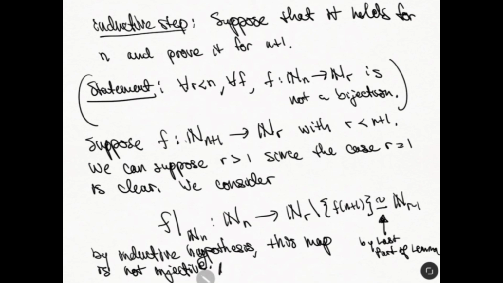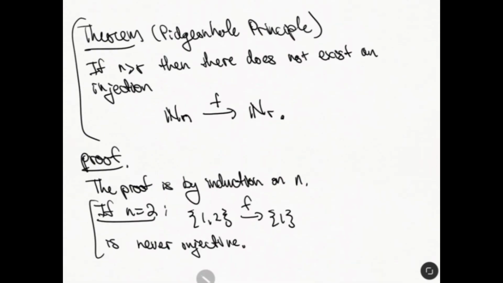Let me just say one more thing while we're done: if you have a map and one of its restrictions is not injective, the map itself cannot be injective. I mean, unless you're restricting to the empty set or something, but that's silly. Okay, this is a non-empty thing. So that's the proof of the pigeonhole principle.